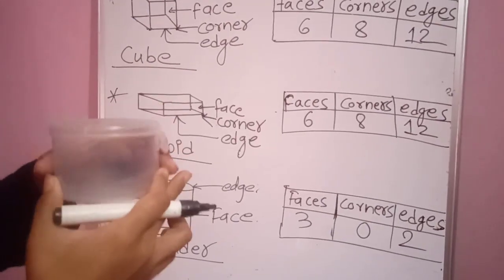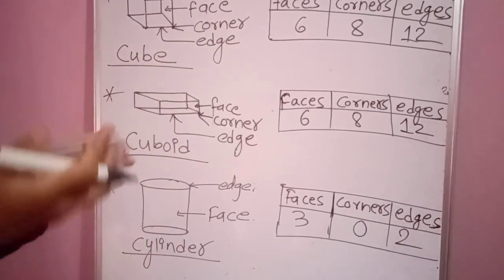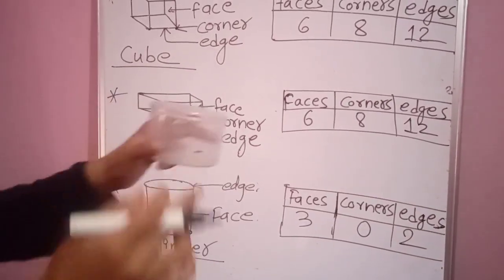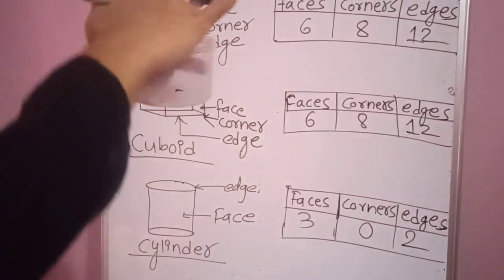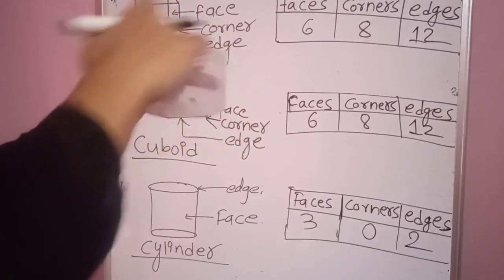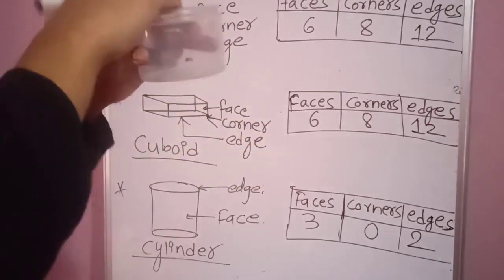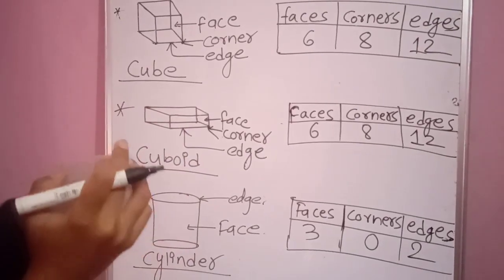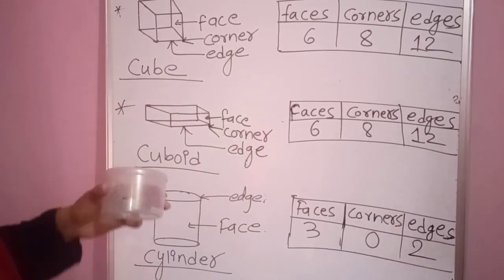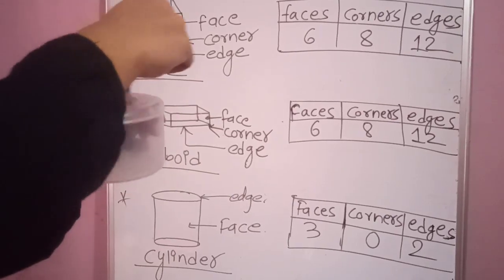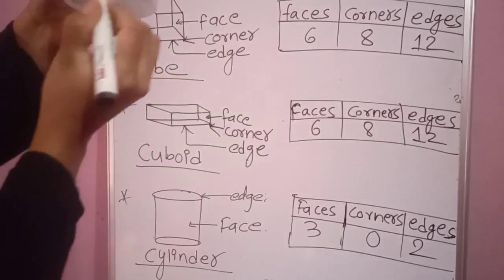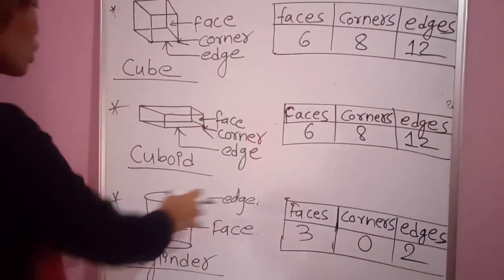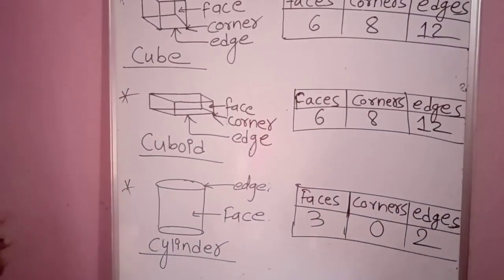Now I am going to show you the faces and the edges of the cylinder. And corners, there are no corners, so I am not going to show you the corners. Look here, faces means this plane, flat part 1, 2, and this 3. So altogether there are 3 faces in the cylinder. Likewise, talking about the edges, there is 1 edge here and this 2 downside. So altogether there are 2 edges in the cylinder.